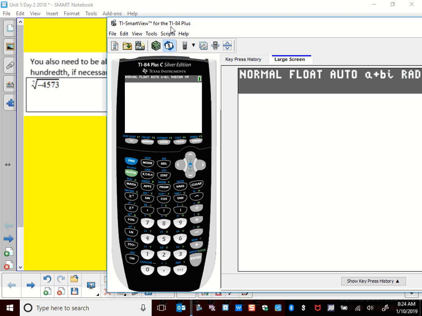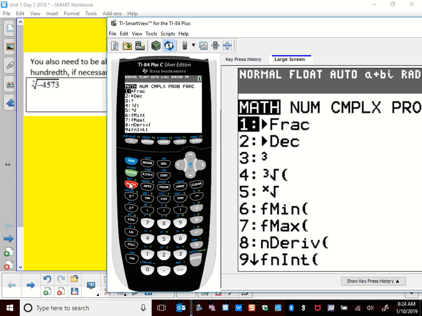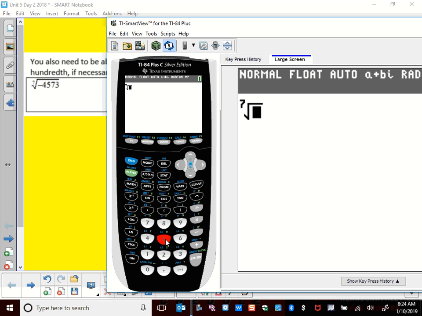Does everyone have one? Alright, so I'm going to type in the 7th root of negative 4,573. For us to do that, this root is way too high, right? I have to plug it in. So I type 7 first, then I go to math. I go down to number 5 so it can plug in that 7. And then I'm just going to type this in, negative 4,573.